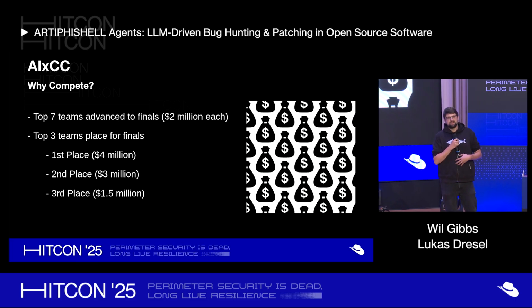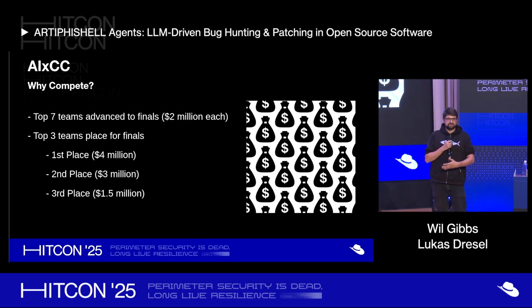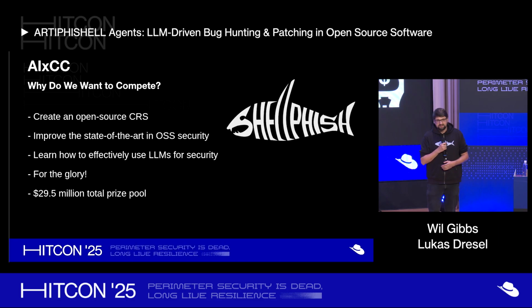So for us, the decision of why to compete, the first one that you might consider is that obviously there was a prize pool involved. So for qualifying to semifinals, the top 7 teams that advanced all got a prize of $2 million each. And in the finals, the top 3 teams got another set of prizes, $4 million, $3 million, and $1.5 million. So for a CTF team and a bunch of academics, that's obviously great. That's a great amount of money, and we wanted to compete for that.